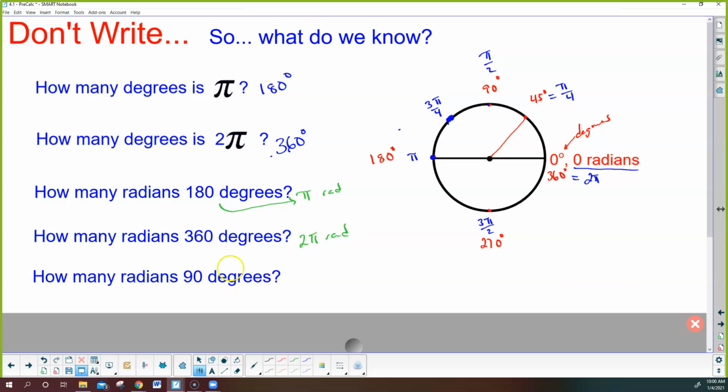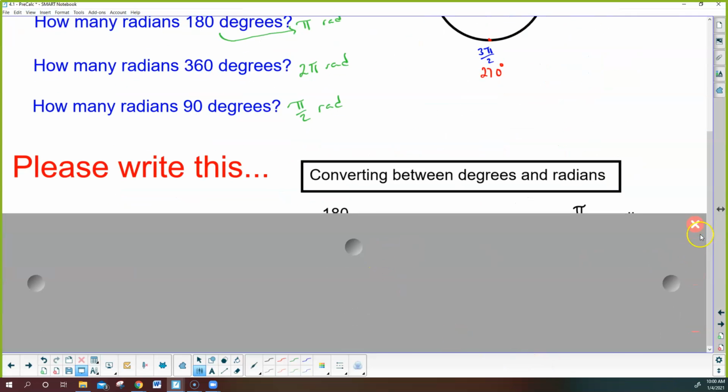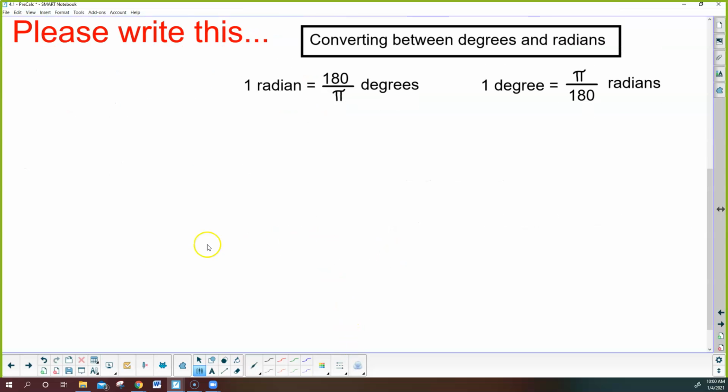And then how about 90 degrees? We kind of found that if I went half of the way to 180, if I cut that in half, pi is pi over 2. So this is just the theory side of it and how it looks visually, but there's a better way to do this. Okay, so what I'm going to do is show you how to convert. I would like you to write this part right here.